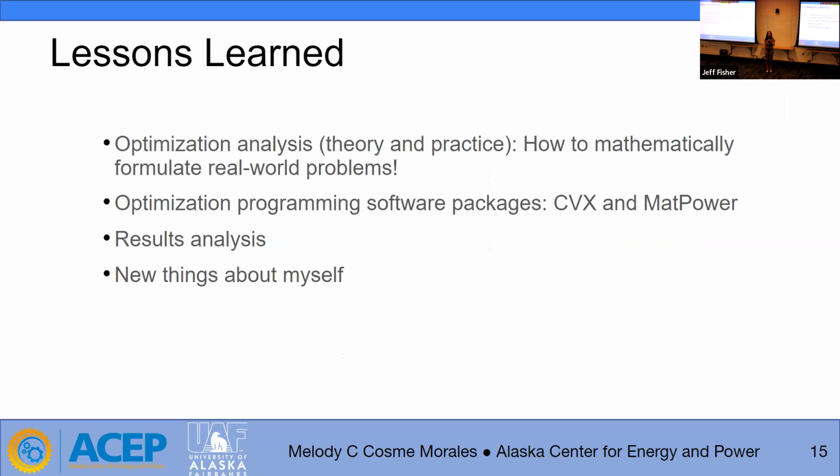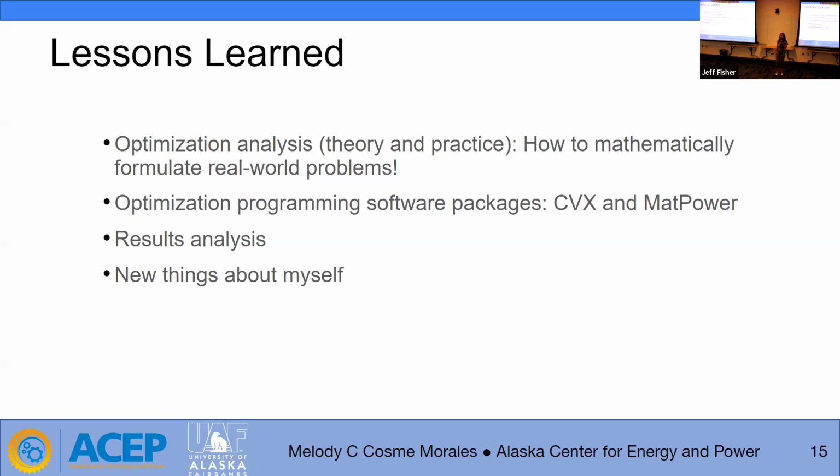I have been learning a lot every day during this internship. First of all, optimization analysis. This is my first time ever working with optimization. Optimization programming software packages, CVX and MATPOWER, same thing. Analyzing results: I am really new at analyzing all this real data and trying to understand it and translate it to a model.